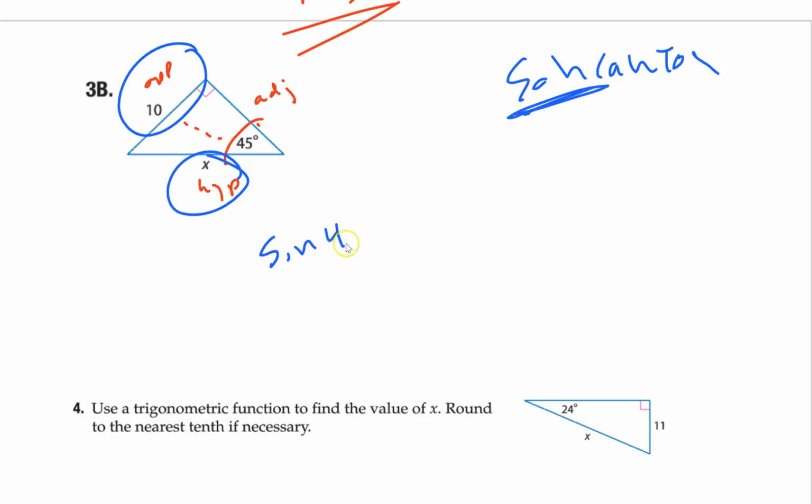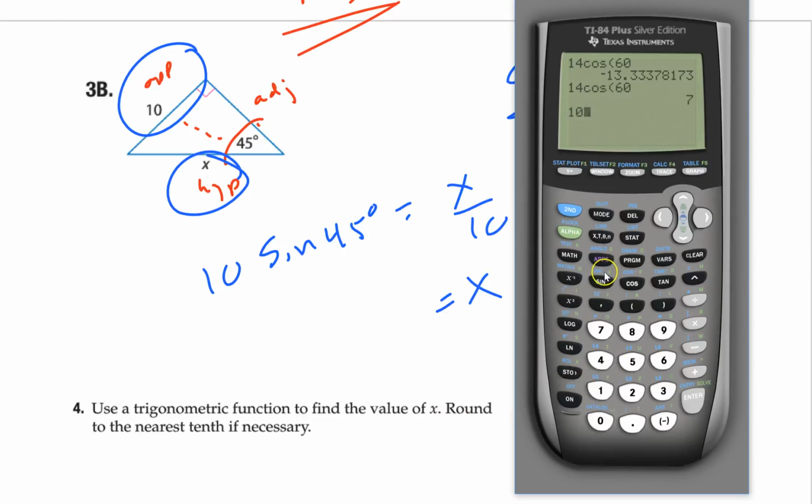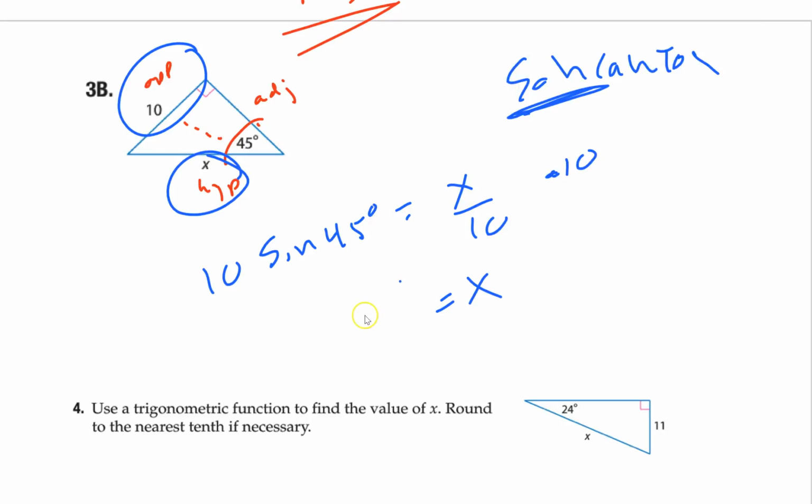So you go sine of 45 equals x over 10. To solve this, you're going to multiply both sides by 10 and get x equals 10 sine of 45. It's going to be some decimal. So 10 sine of 45 is 7.07, if we round it to 2 decimal places. Since I'm rounding, I should put a little curly red. It's an approximation. So that's the idea.